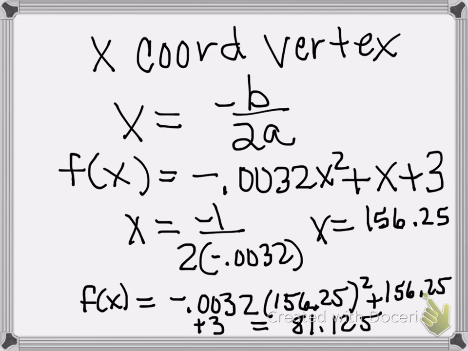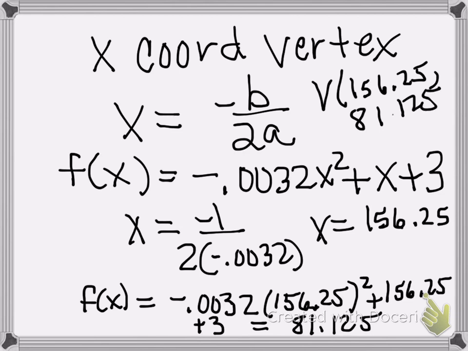Okay, so I'm going to come up here and write my vertex because now I know the x-coordinate, which was 156.25, comma, my y-coordinate, which was 81.125. Okay, so we've done all of that before. It's just that we didn't have maybe a decimal like that, but that's pretty much all that you have to do. So that's section 2.1.